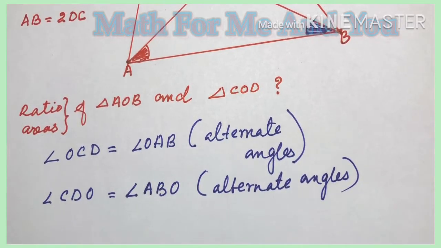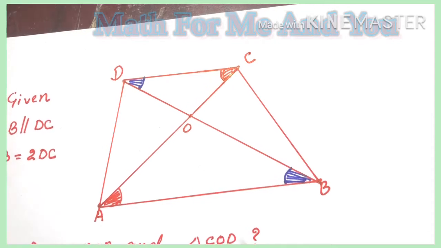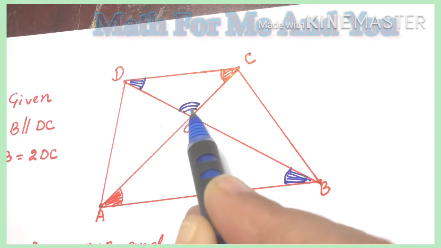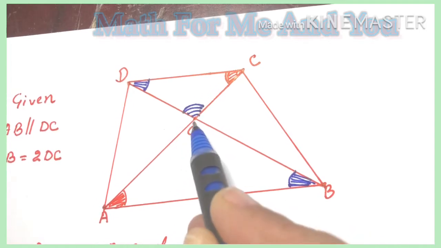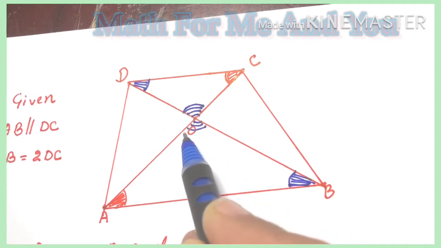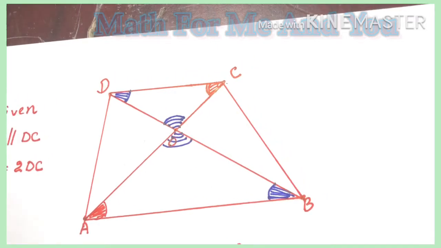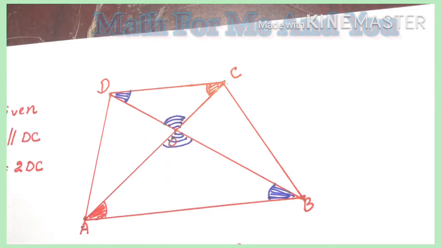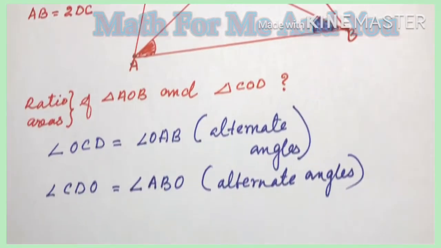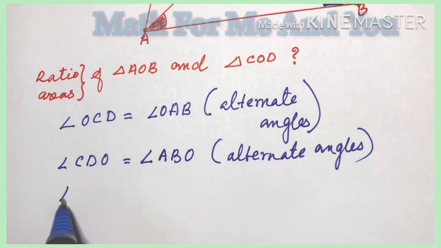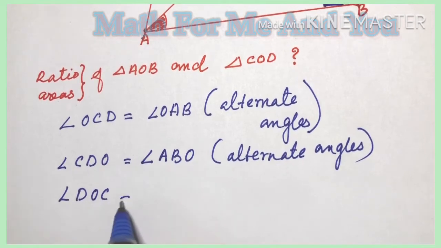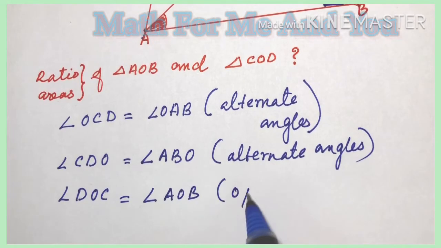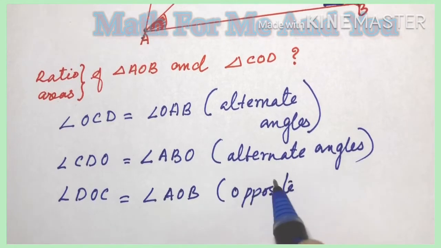We have two sets of angles and we can see one more pair of angles equal. What are they? They are opposite angles DOC and AOB. Two pairs of angles are enough, but here we have one more pair. That's why we are considering this. Angle DOC is equal to angle AOB. The reason: opposite angles.